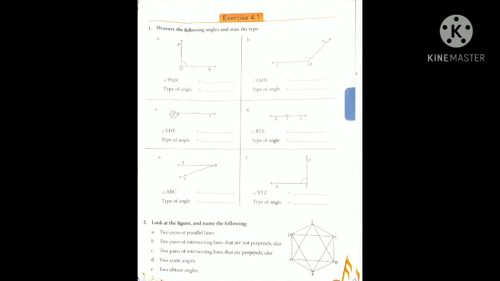2 pairs of intersecting lines that are not perpendicular. Perpendicular means vertical and horizontal lines meet. It should not be perpendicular. 2 pairs of intersecting lines. Anyone you can take. Like that you have to write right here.